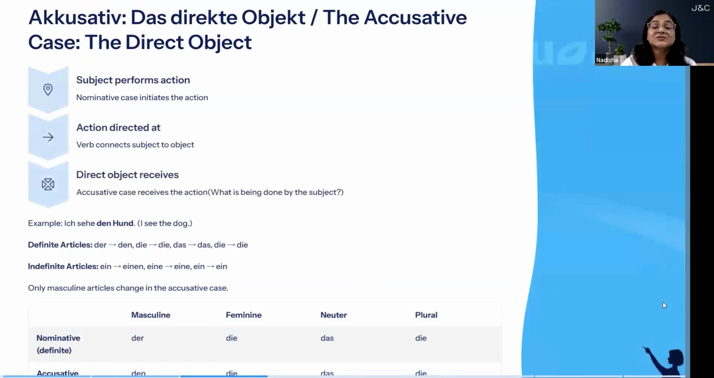Okay, now let's focus on the accusative case. Now, nominative is the who condition, who is doing the action. Okay, the doer. Accusative is the direct object. What is being done? So we have to focus on the what question. What is the doer doing? What is being done? Okay.